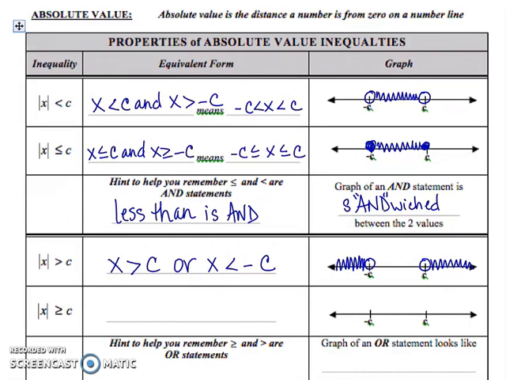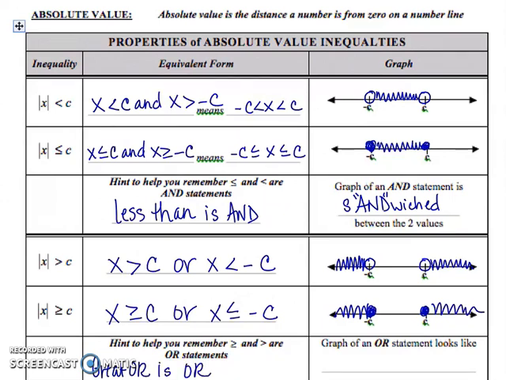The absolute value of x is greater than or equal to c. Again, we're just changing those circles from open to closed and changing our symbols in our inequalities. So now these are going to be closed circles, but it's still an or statement, so our shading is still going to be on the ends. The hint to help you remember is greater is or. And the graph of an or statement looks like the oars in a boat. See that word or there? The oars in a boat.